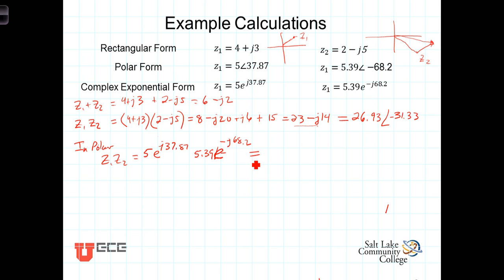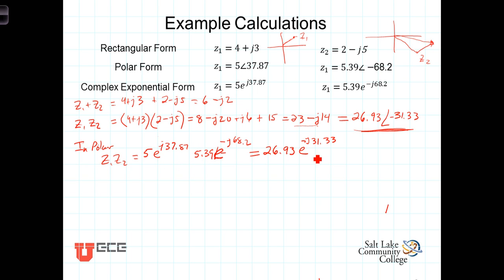So when you do that, 5 times 5.39 is equal to 26.93. Now we have e to the j positive 37.87, and we have e to the minus j 68.2. So when we add the exponents, the negative 68.2 plus the 37.87 gives us an angle of minus 31.33. And what we see is we get the same answer foiling and then converting to polar as we did by just starting out in polar form and multiplying the coefficients and adding the exponents.